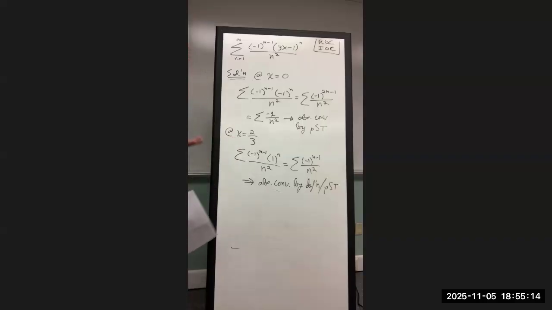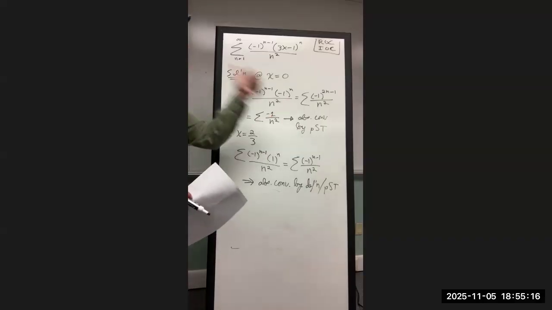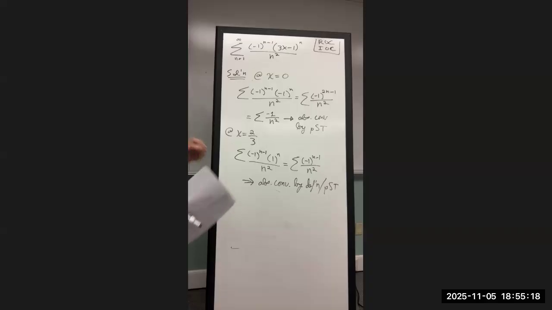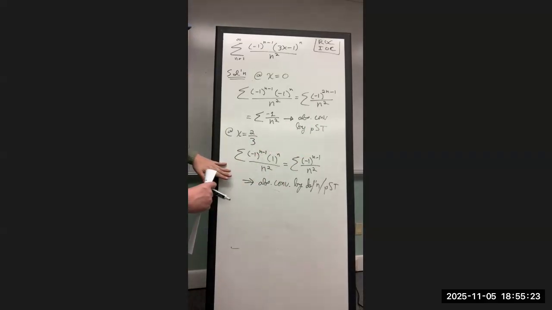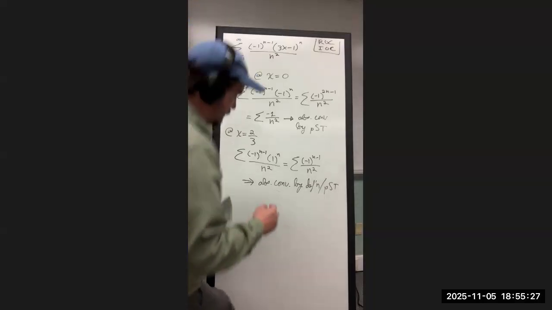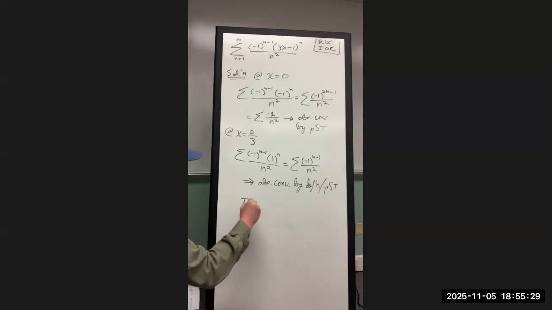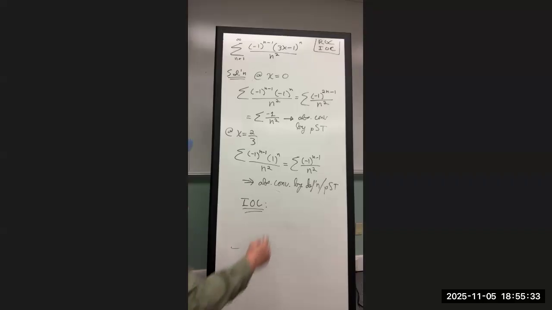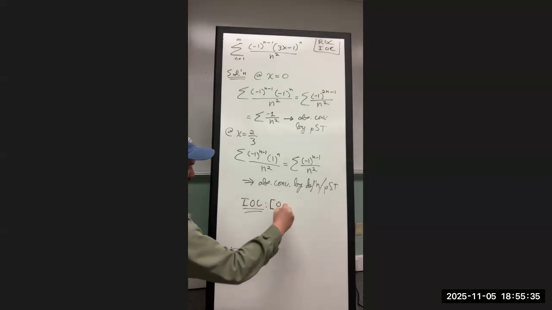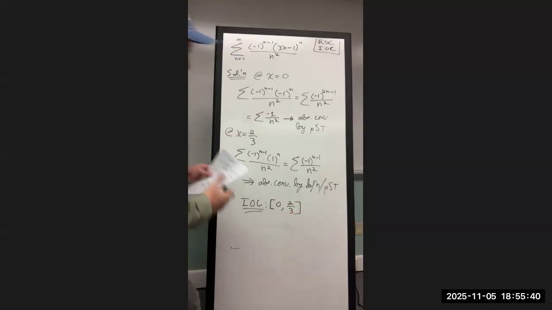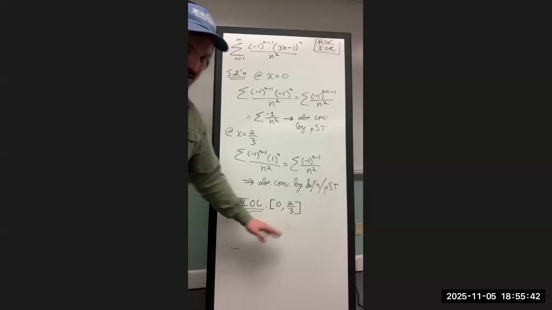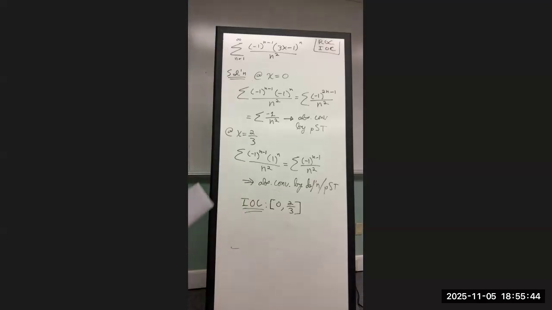So that's the whole breakdown, right? We need to find the radius of convergence and the interval of convergence. And so this puts it all together. We've got absolute convergence at both endpoints. So when I put down the IOC, we say it goes from 0 to 2/3, both inclusive. So we've got absolute convergence across that whole closed interval.